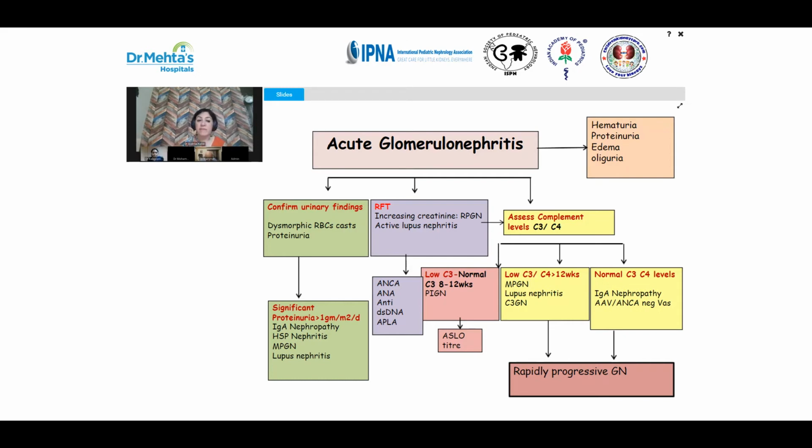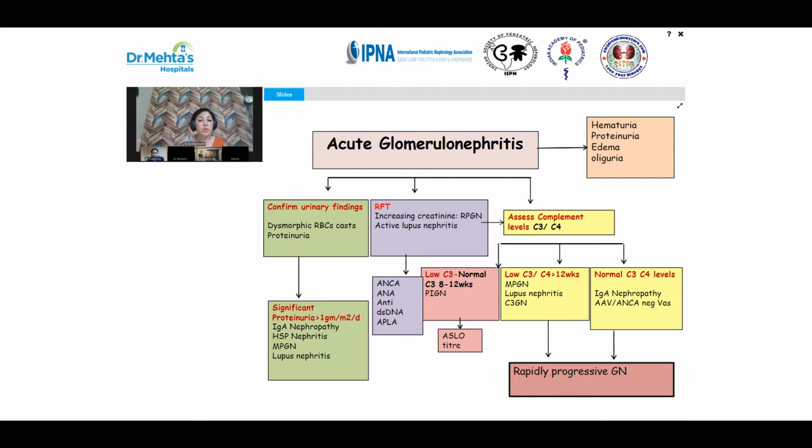So when we confirm the urine findings of dysmorphic RBCs, RBC casts, and proteinuria, we are quite sure that we are dealing with a glomerular cause, and we need further investigations to decide what type of glomerular disease this is. If there is a rapidly increasing creatinine over days to weeks, it may be a rapidly progressive glomerulonephritis, which can have various causes. We will discuss that shortly.